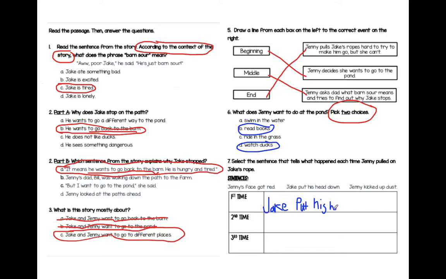And then we'll mark that one out because we don't need to use it anymore. Hard to write on my computer. My handwriting is not neat at all. Okay. Then what do we say happened the second time she pulled on Jake's rope? That's right. Her face got red. Jenny's face got red. And the last time, what happened? Jenny kicked up dust. That's right. Jenny kicked up dust.